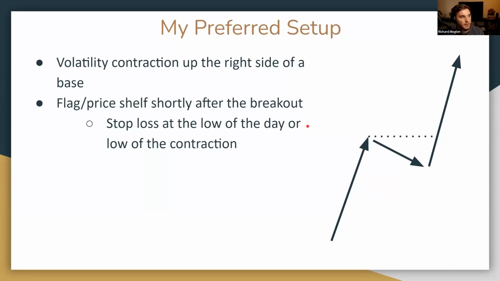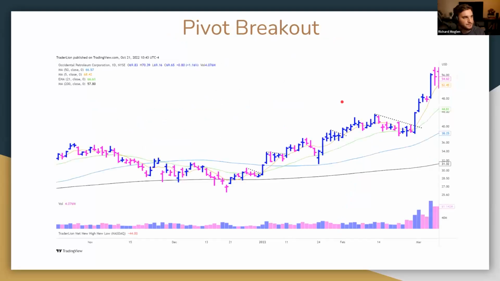So in terms of my preferred setup, the two that I pretty much use, I look for short-term volatility contraction where price is getting really tight, either up the right side of a base or after a stock has already broken out and is pulling back into a moving average, tightening up. And often, as I mentioned before, I set that stop loss at the low of the day or the low of the contraction. And I'll get into a few examples later if you can't quite understand what I'm saying here.